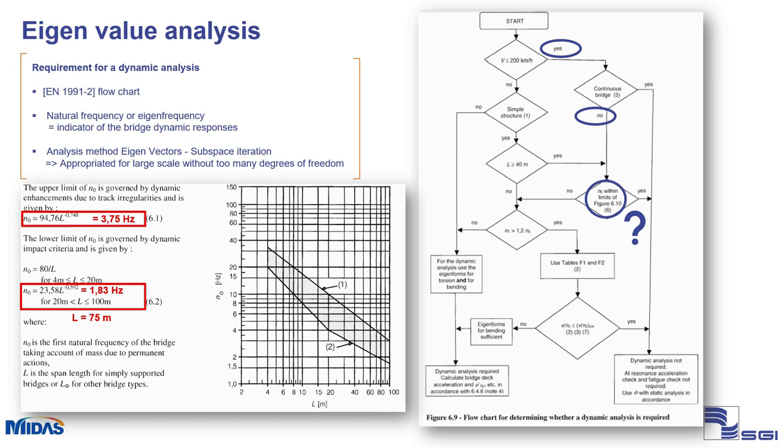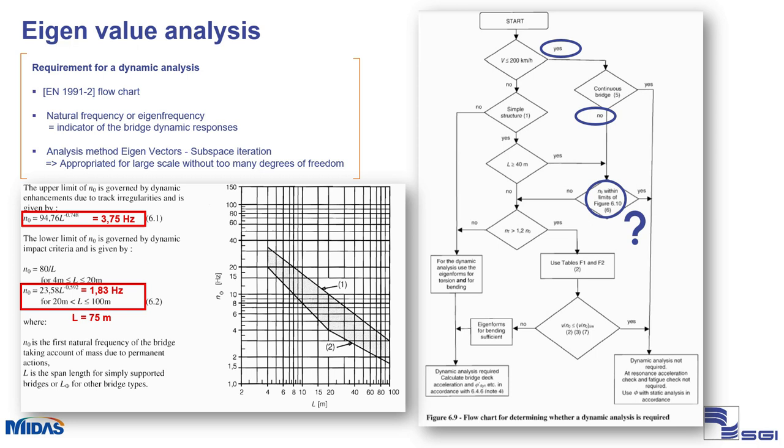Eurocode 1 section 2 proposes a flowchart that permits to define if a dynamic analysis needs to be performed. First step is to calculate natural frequency, also called Eigen frequency. This frequency is an indicator of the bridge dynamic response. In particular, we have to confirm if Eigen frequency is within Eurocode limits. The limits are estimated from the span length of the bridge, here 75 meters.